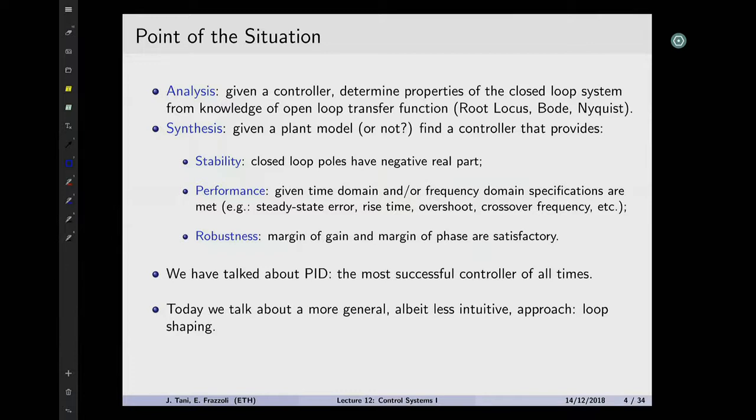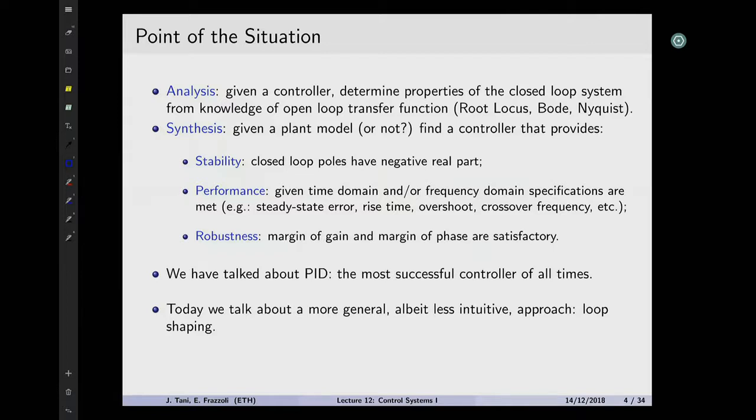Then we moved forward and said, okay, but now we have tools for analysis, so we can actually tell what's going on if we're given a controller and a plant. How do we do the opposite thing, right? How do we actually do what we've set forth to do from the beginning of the course, that is, design a controller in order to meet particular specifications? And we said many times, and it's the most important thing, that when we design a controller, the first most important thing you want to do is guarantee stability of the closed loop system, because otherwise things break, they blow up, they break down.